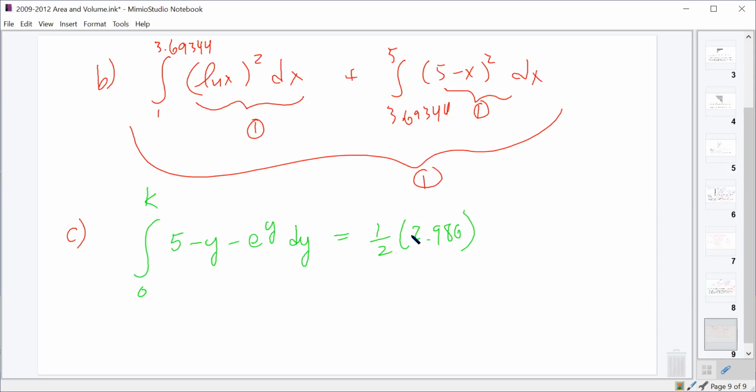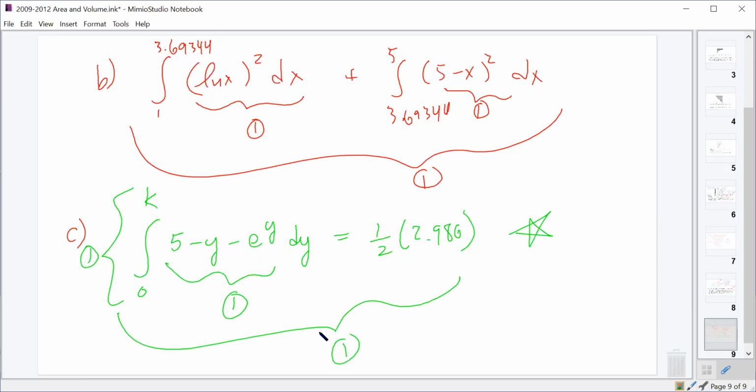If I were to actually go through and find this integral, which is an easy enough integral to find, 5y minus y squared over 2 minus e to the y, plug in k for y and then plug in 0 for y, set it equal to this and solve for k, it should give me the value at which the area is half of the full area. So 1 point for this, 1 point for having 0 and k, and 1 point for writing the whole thing out as an equation equal to 1/2 of 2.986.